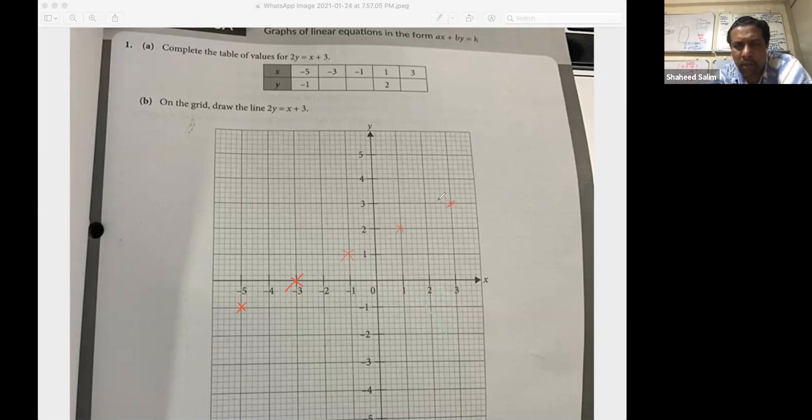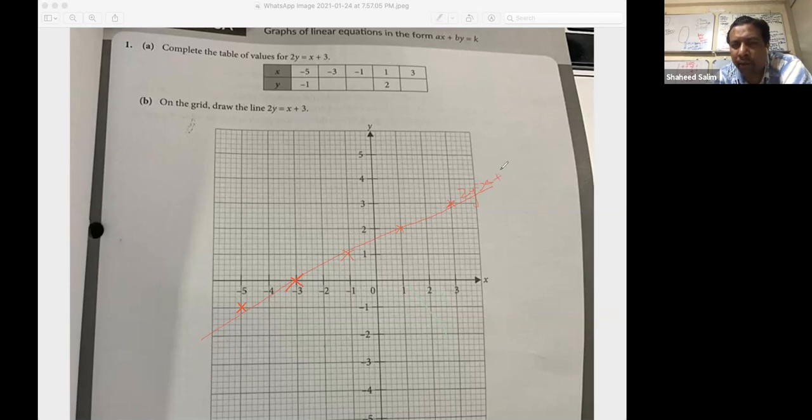Now watch. Do you see that this is a straight line? You must actually use a ruler to draw on this one. And then once you have drawn this, you write down the equation down here. See how I write? Whatever equation they give me, I write that. 2y equals to x plus 3.